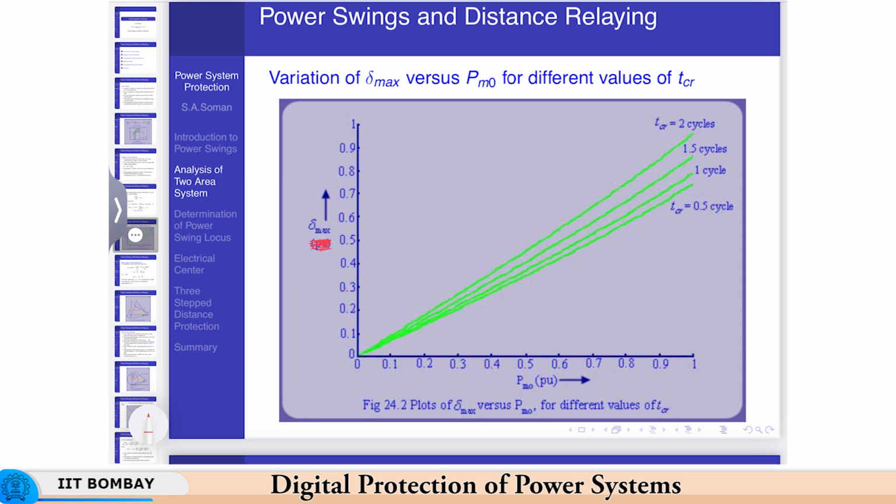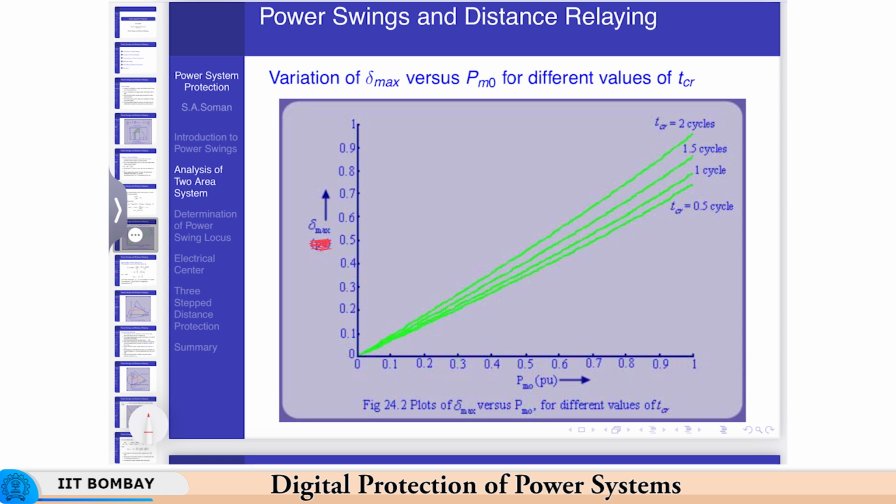Now, we are just going to see the variation of delta max with PM naught. If you clear the fault fast or if you slightly delay the fault clearing, what happens to the delta max? As can be seen intuitively and of course mathematically also, as you increase the clearing time, the delta max goes on increasing. Of course, the PM naught, the initial mechanical power input, is also important, because if that is high, then the delta max will also be greater.